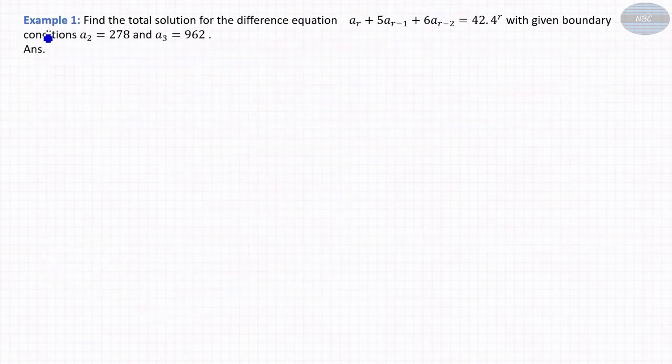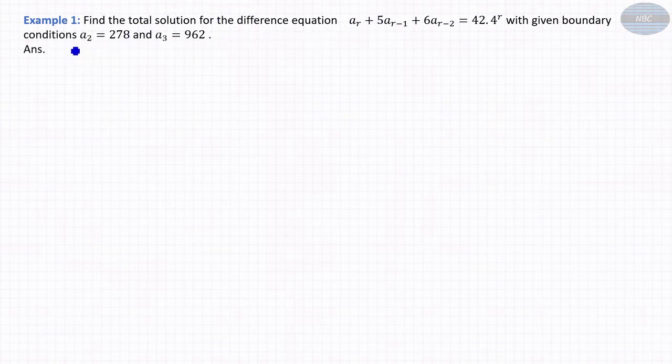Come to example 1. In this example, we will find the total solution for this difference equation, which is a second order difference equation with right hand side equal to 42 into 4 to the power r, with given boundary conditions a2 equal to 278 and a3 equal to 962. We have to find the total solution for this difference equation.